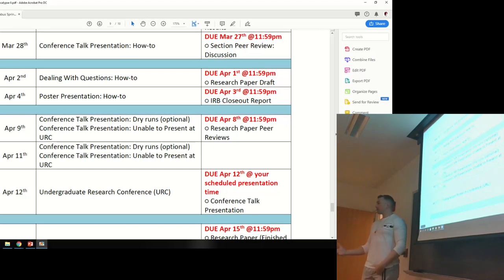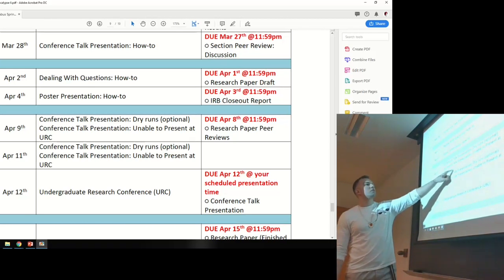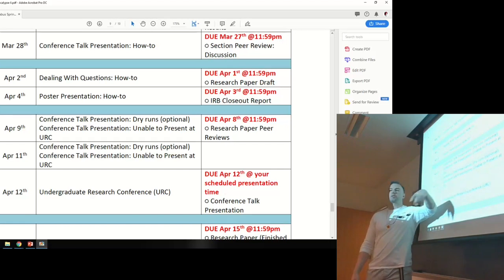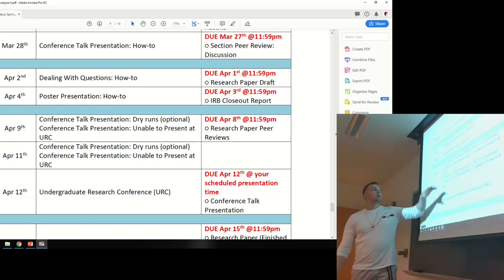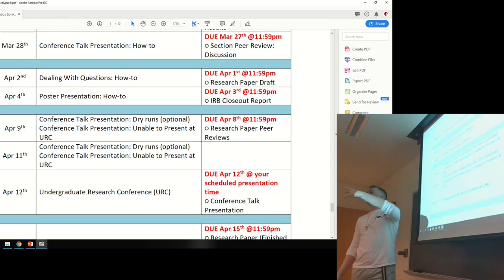do a practice run in front of other individuals, kind of mimic as much of the environment of the URC as possible. This will also be the time when we can do some dry runs, some dress rehearsals for individuals. So you have your presentation all ready to go and you want to actually practice it in front of people. These 2 days will also be dedicated to that.